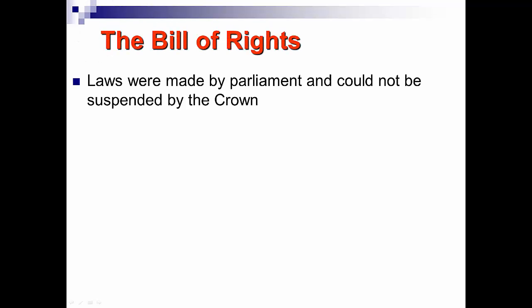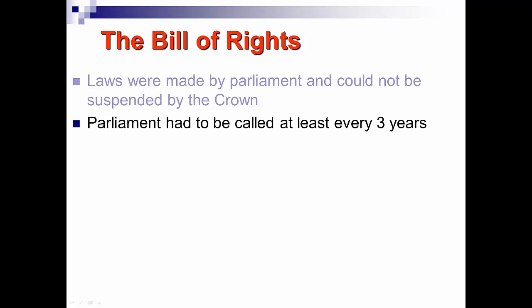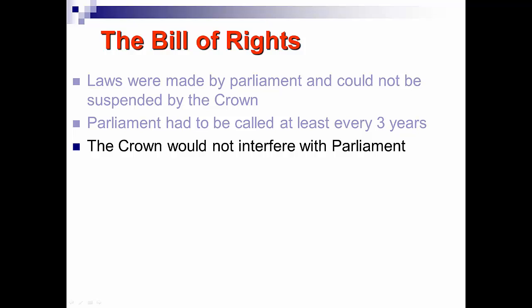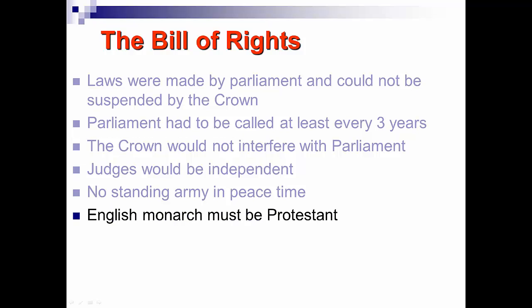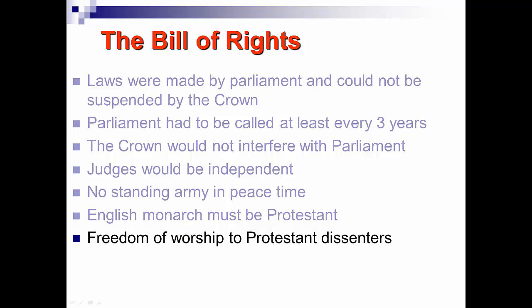And so these Bill of Rights were not rights guaranteed to people. It was a limitation on the government itself, on the monarch itself. So laws were made by Parliament, could not be suspended by the Crown. Parliament had to be called at least every 3 years. The Crown could not interfere with Parliament. Judges would be independent, no standing army in peacetime. The English monarch must be Protestant, which is still true today. Freedom of worship to Protestant dissenters. Again, these differ from the U.S. Bill of Rights, which guarantee individual rights from government, versus this is actually limitations on government.